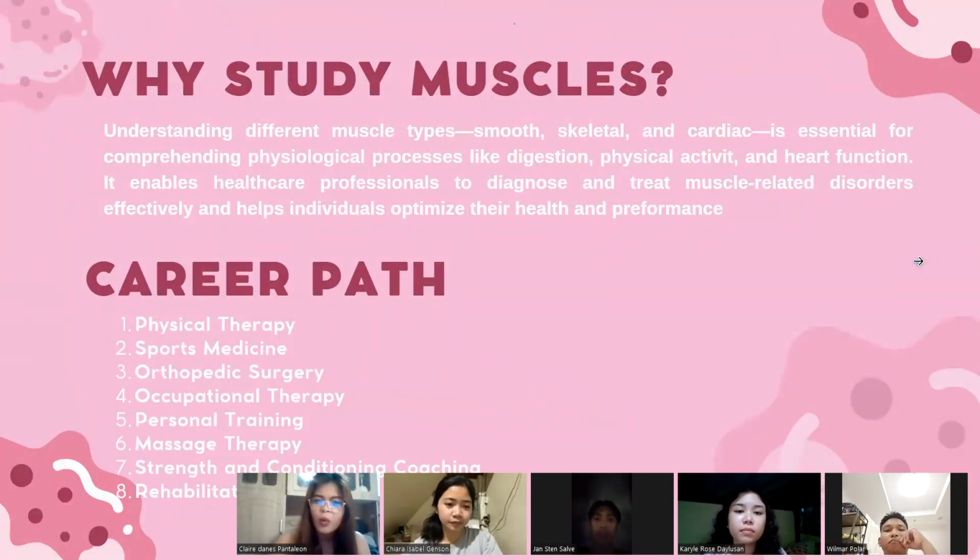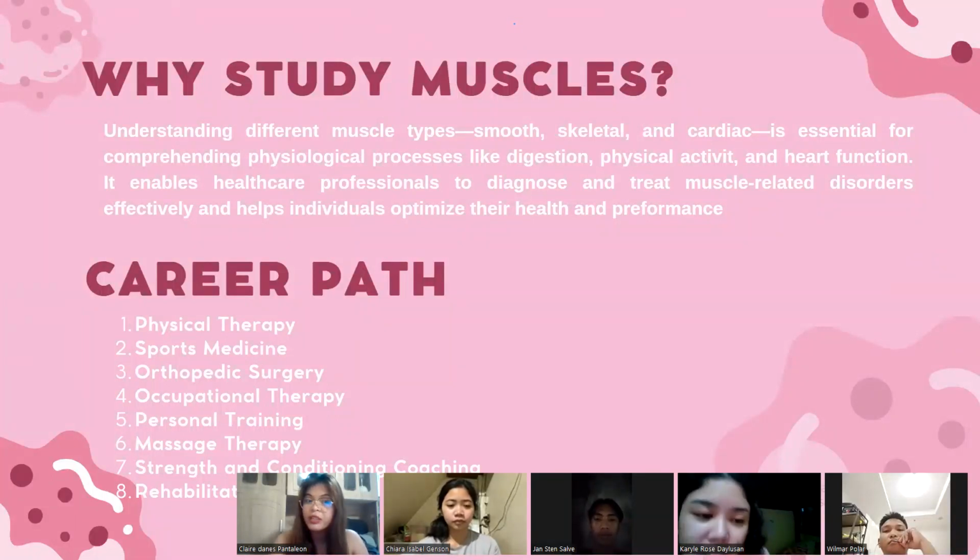Okay, so why do we need to study muscles? Understanding different types of muscles like smooth, skeletal, and cardiac is essential for comprehending physiological processes like digestion, physical activity, and of course, heart function. It also enables healthcare professionals to diagnose and treat muscle-related disorders effectively, and of course, to help individuals optimize their health and performance.